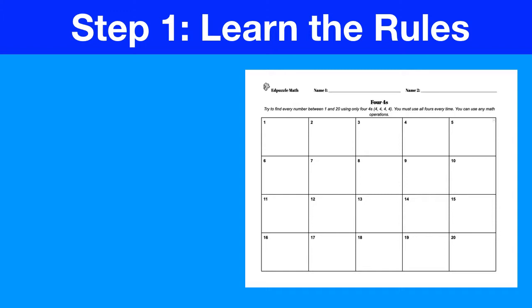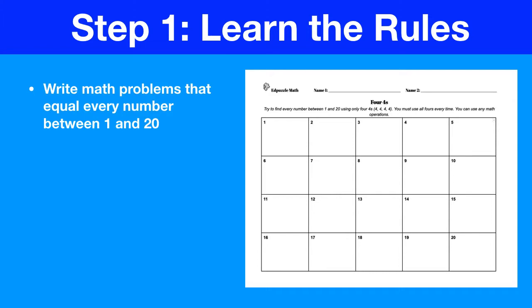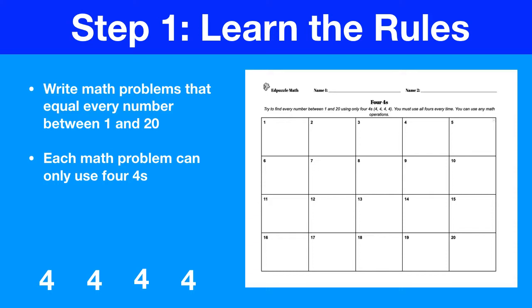Now that you're in a group, it's time to learn the rules of the challenge. Well, in the warm-up, we came up with math problems that equaled 10. Your challenge is to come up with math problems that equal every number between 1 and 20. The only difference is that now there are certain rules. Each math problem can only use 4 fours, like these ones. Also, you must use all 4 fours each time. You cannot come up with a problem that only uses 1 or 2 fours. You must use all of them. Lastly, you can use any math operation that you would like.